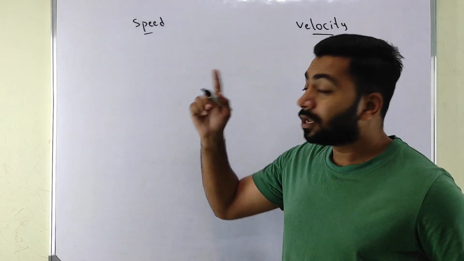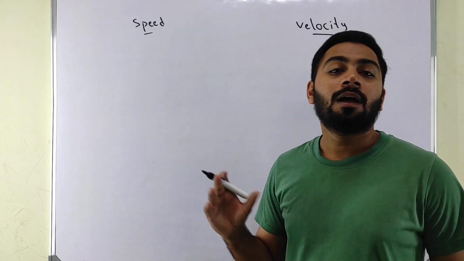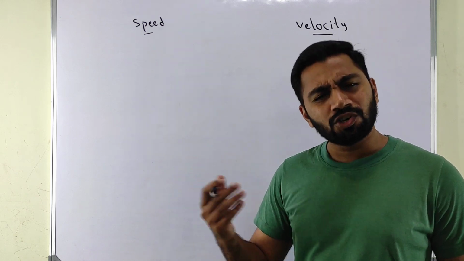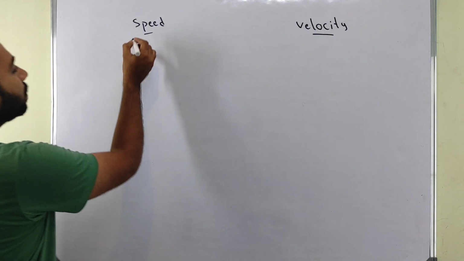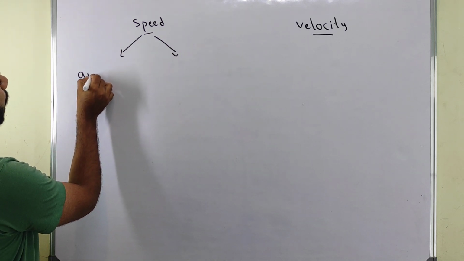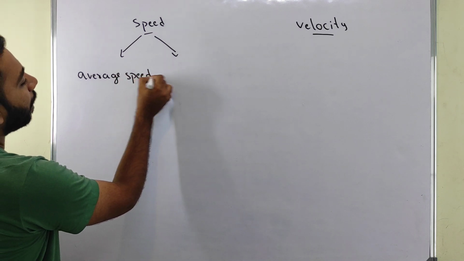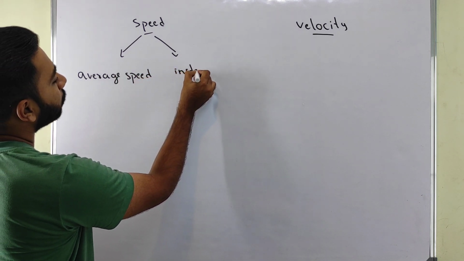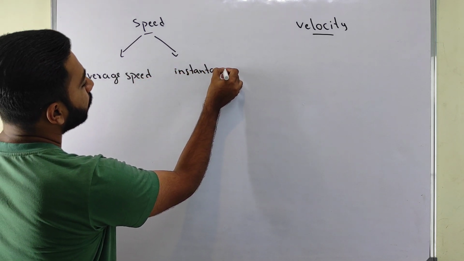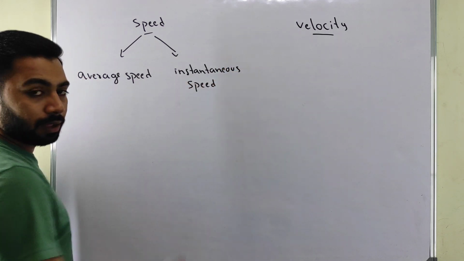Before that, what are the types of speed? Go with this series, you will enjoy it. Don't worry. First, in this one, you will get two types: average speed and instantaneous speed. There are two kinds of speed.